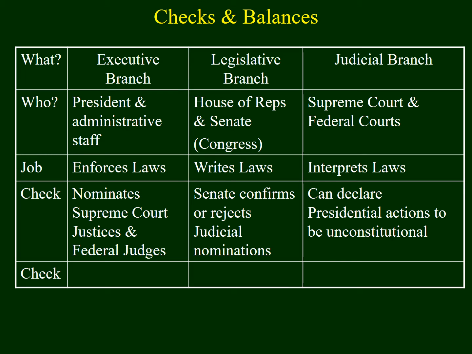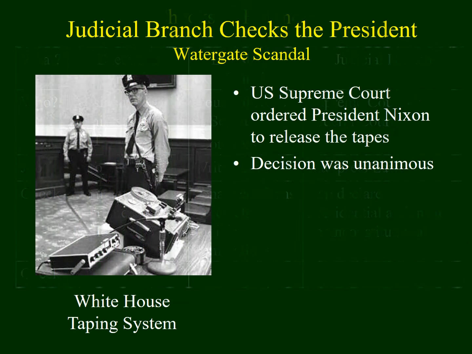The judicial branch also has the authority to check the actions of the president. This is because the judiciary can declare presidential actions to be unconstitutional. Possibly the best example of this took place during the Watergate scandal.